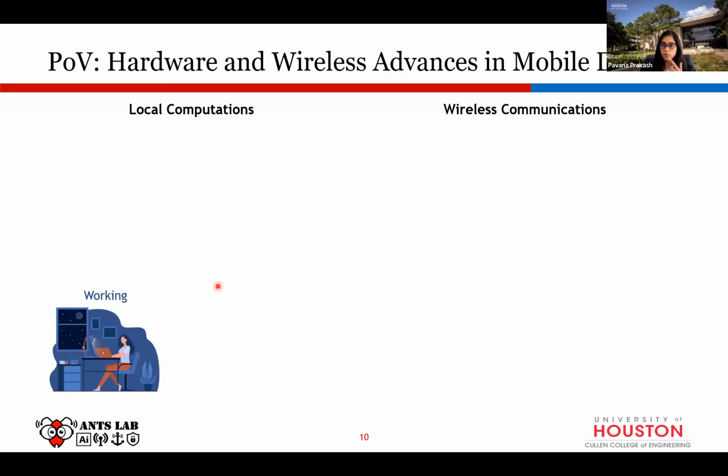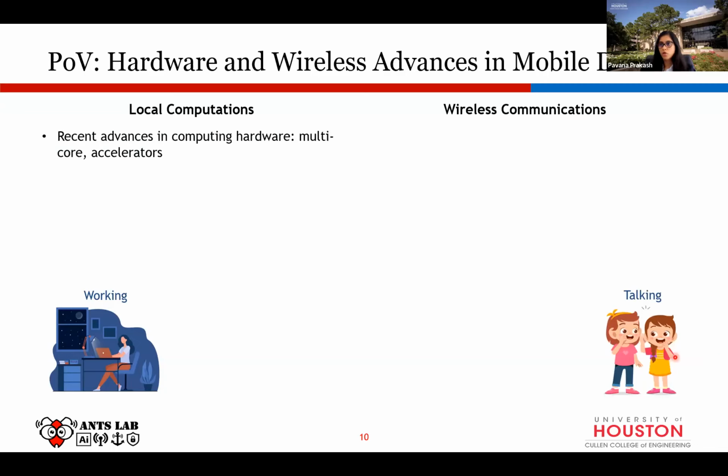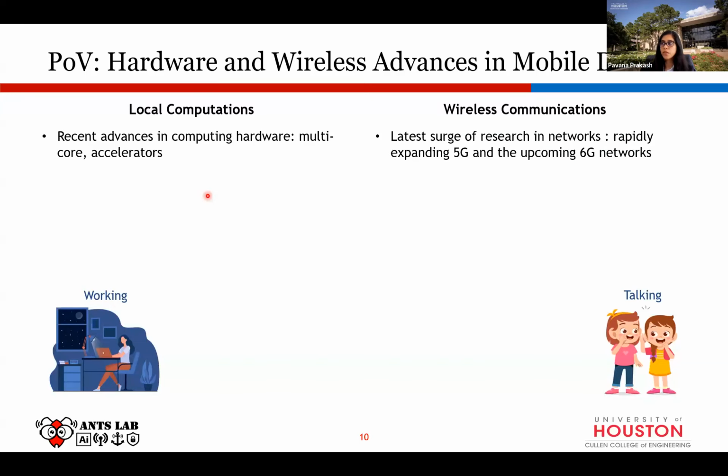Let's call it working, which means that you're working to make computations. And then wireless communication, where you're talking to the server to send your updates. The advances in these few years include multi-core processors and many accelerators that have been proposed. Some active research has happened in computing hardware. And in wireless communications, we've seen how rapidly there's been a surge in 5G, and the upcoming 6G also has a lot of research backing, probably because they all target high-speed communication.